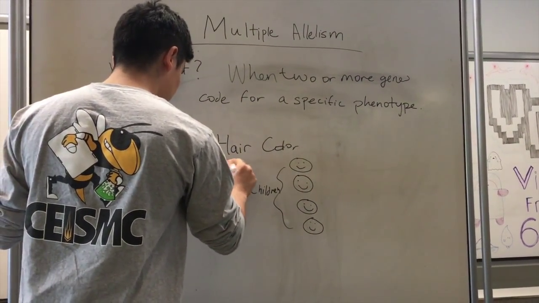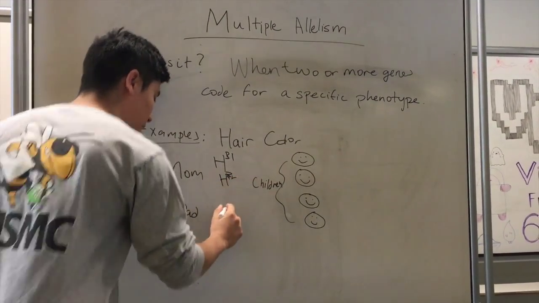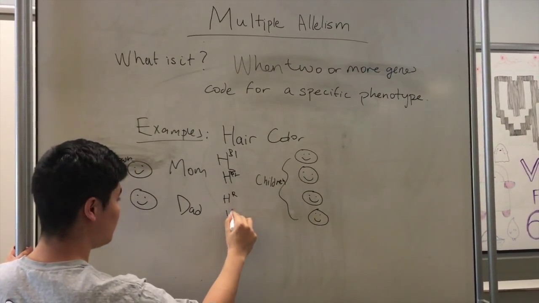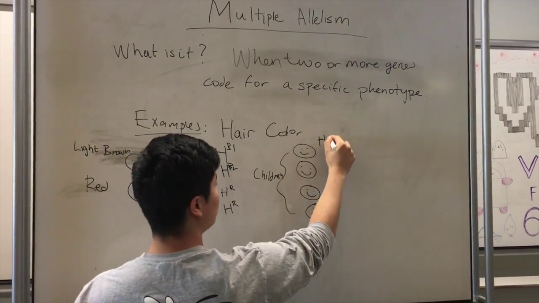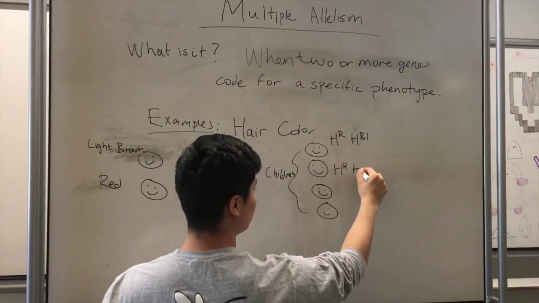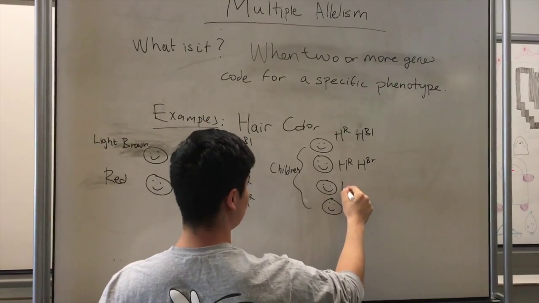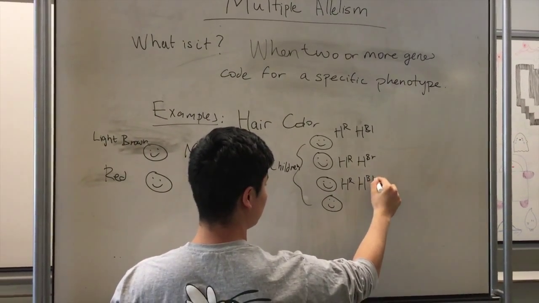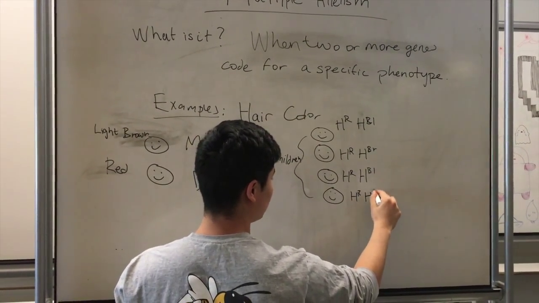For example, we could look at hair color, where the mom has light brown hair, possibly a blonde and a brown allele, and the father has red hair with two red alleles. In this situation, the children can get an array of different hair colors depending on the various alleles that they receive from their parents.